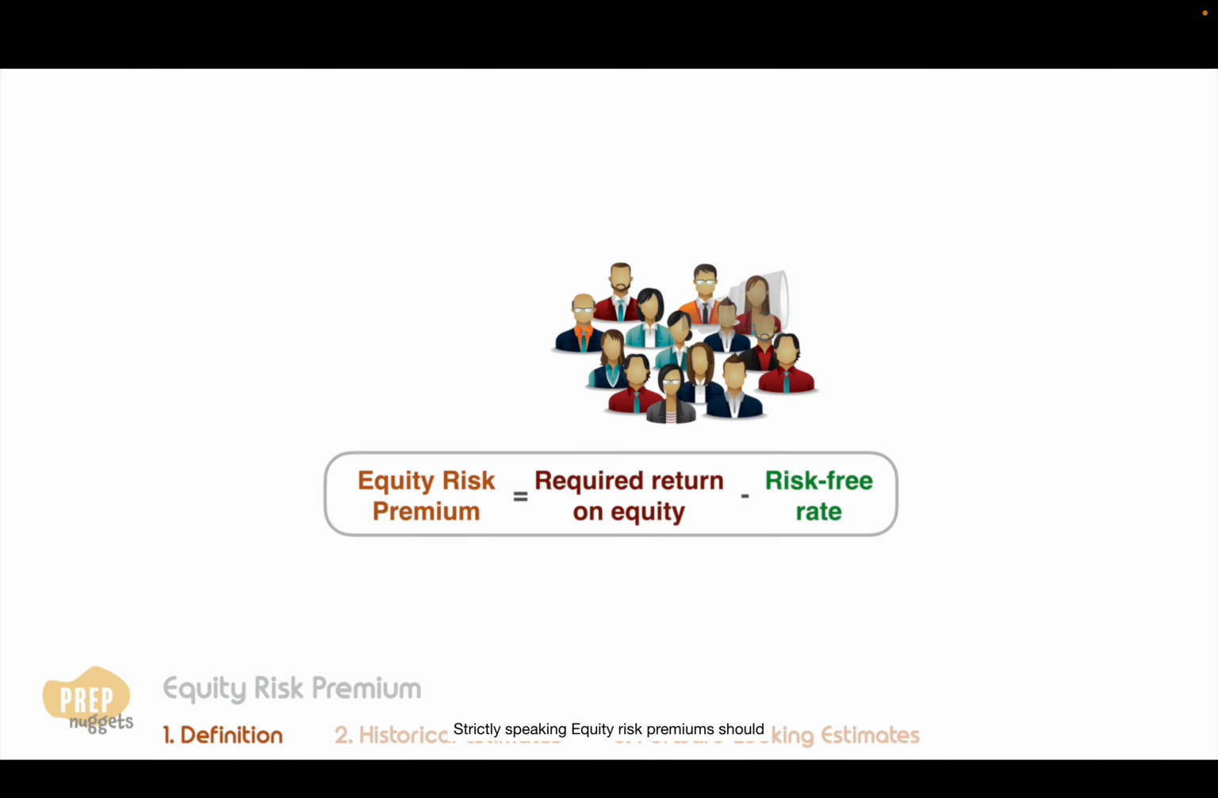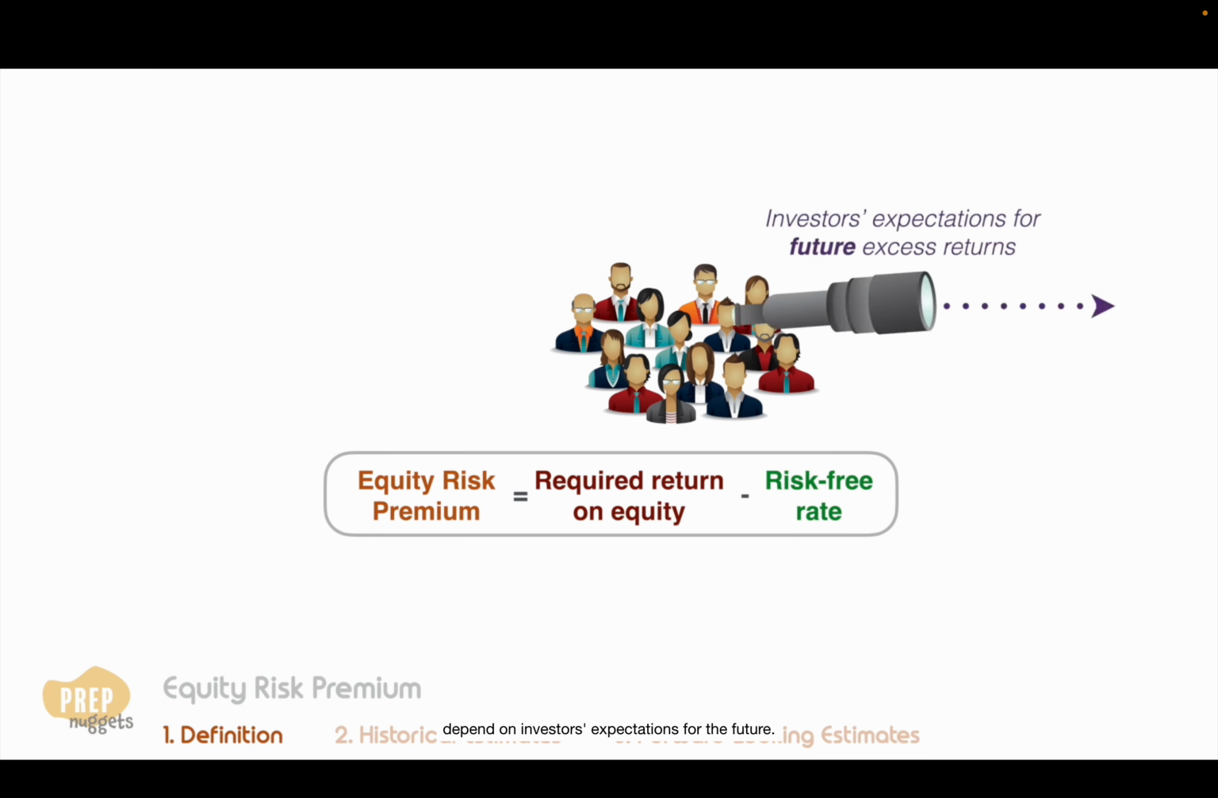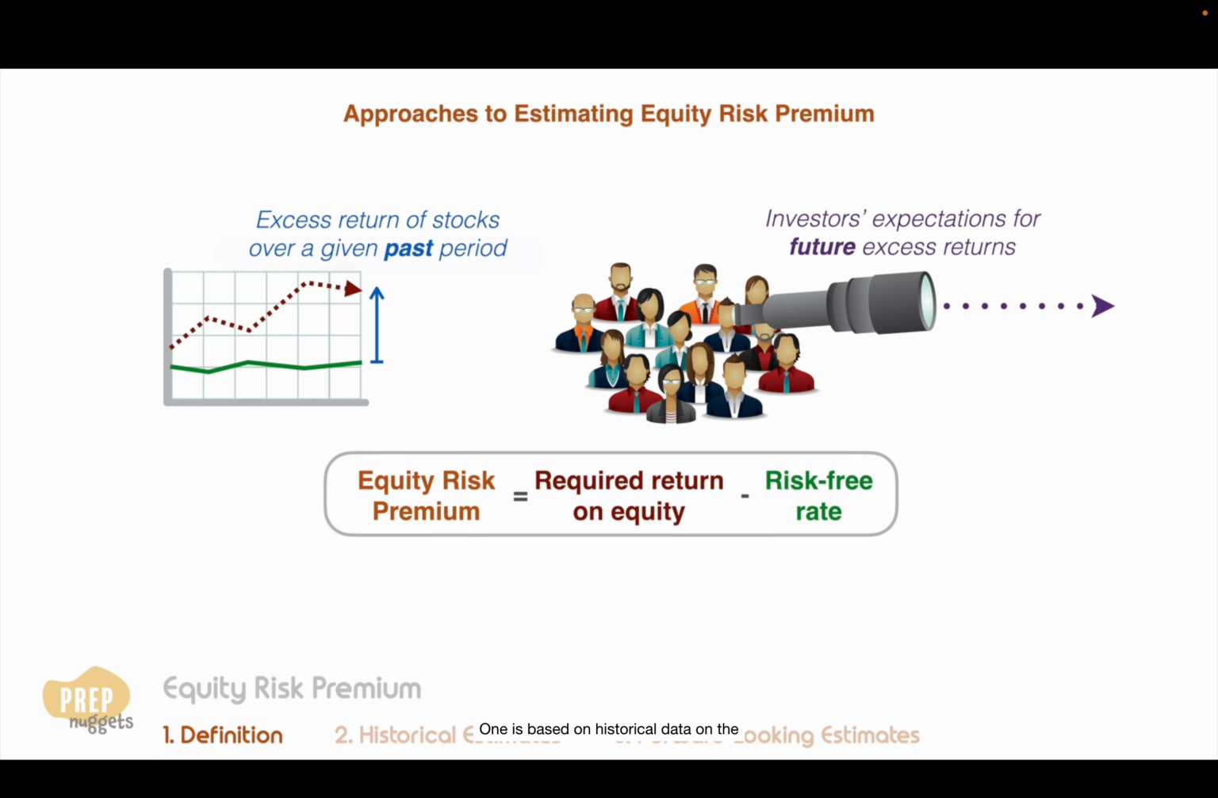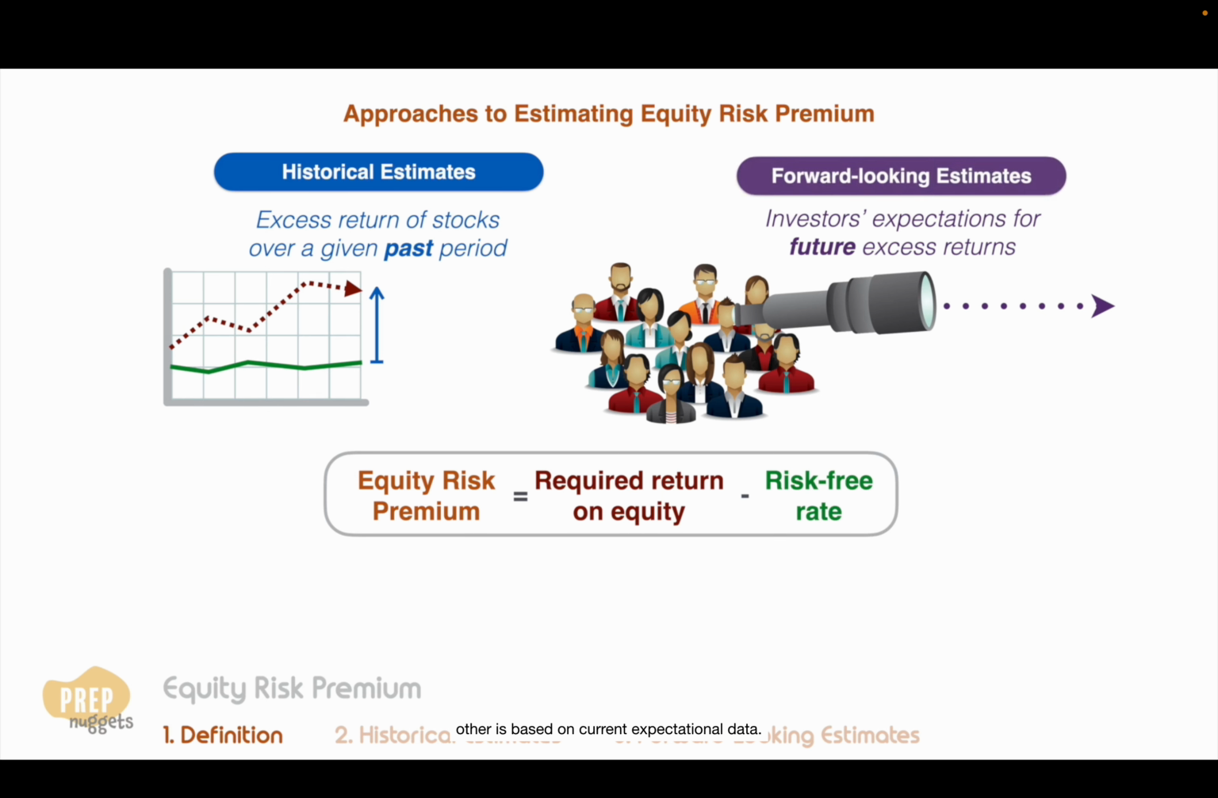Strictly speaking, equity risk premium should depend on investors' expectations for the future. However, sometimes you may find the term used to refer to excess return of stock over a given past period. This translates to the two broad approaches to estimate the equity risk premium. One is based on historical data, and the other is based on current expectational data.